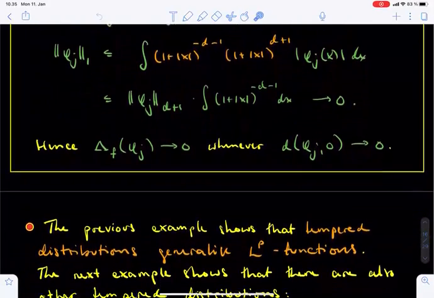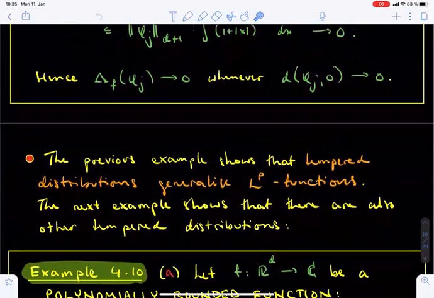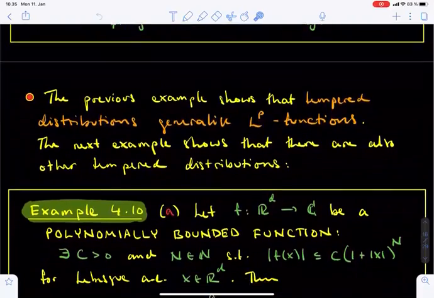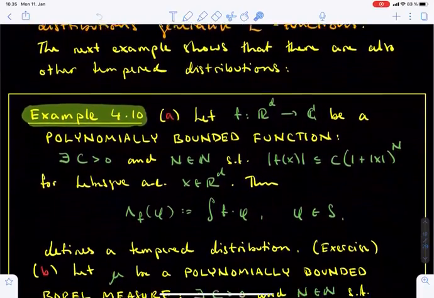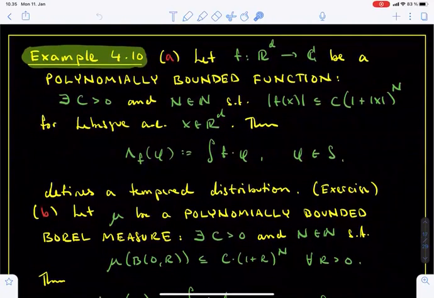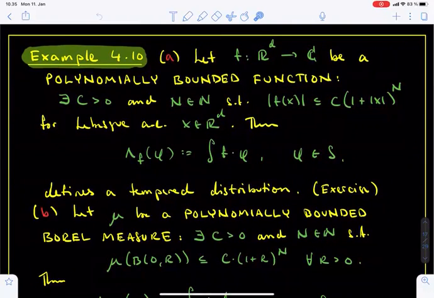The previous example shows that the notion of tempered distributions generalizes LP functions. The next example will show that there are also plenty of other functions which are not in any LP space, but are nevertheless tempered distributions. Indeed, assume that f is a Lebesgue measurable complex-valued function on Rd which is polynomially bounded. There exists a positive constant c and a natural number n, such that the absolute value of f at x is bounded by c times the norm of 1 plus x to the power n.